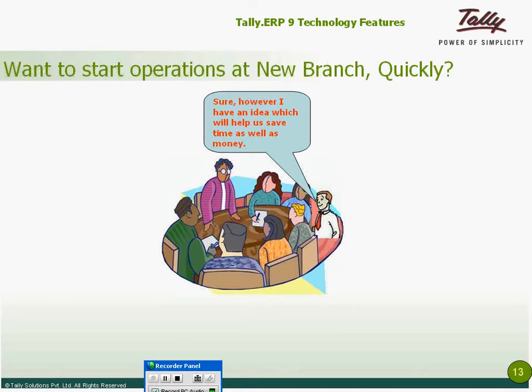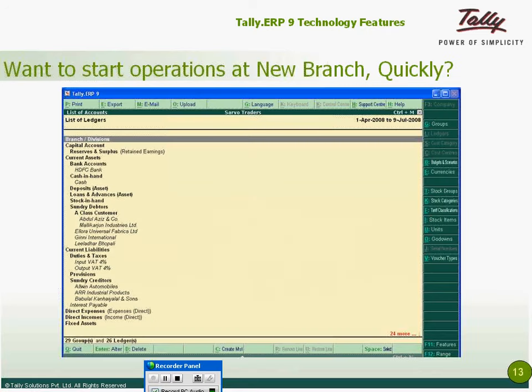What is that idea that Mr. Sunil wants to offer? How can he help us save time and money? The chart of accounts which is available at our head office can be used to set up the new branch office. What Mr. Sunil is offering to help is, go to the list of accounts in the HO data and export this list.